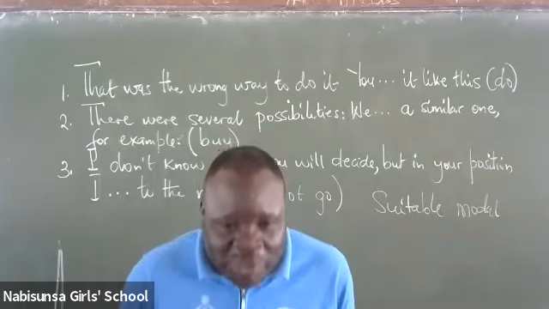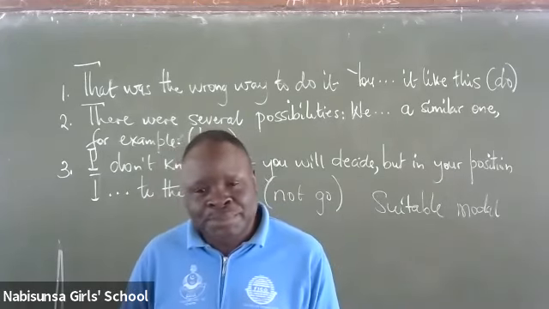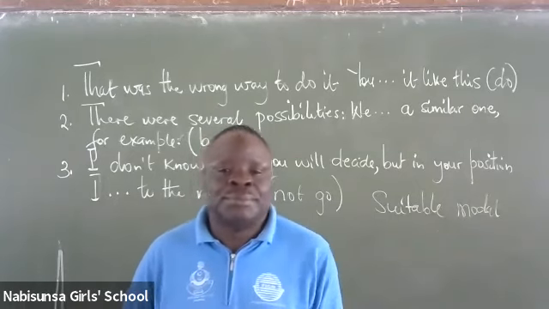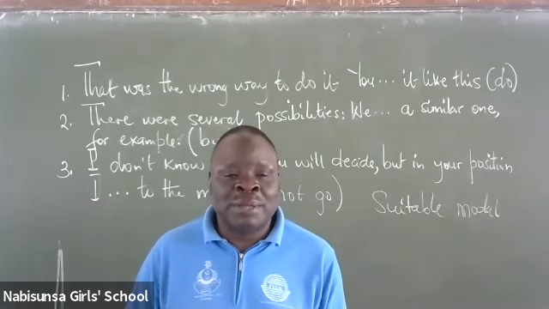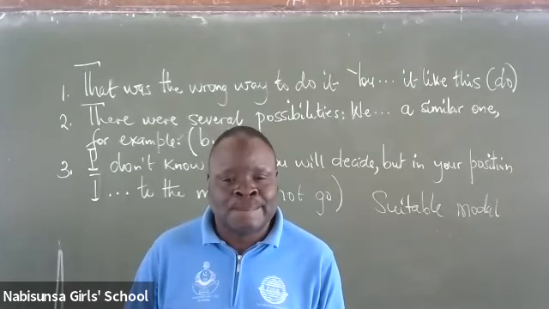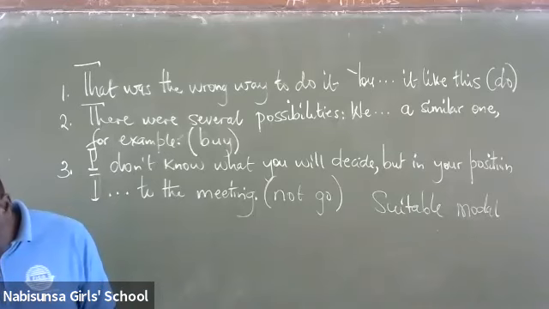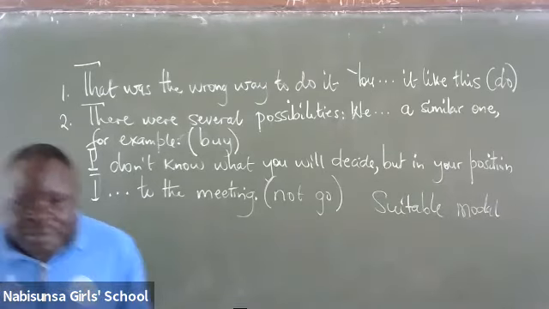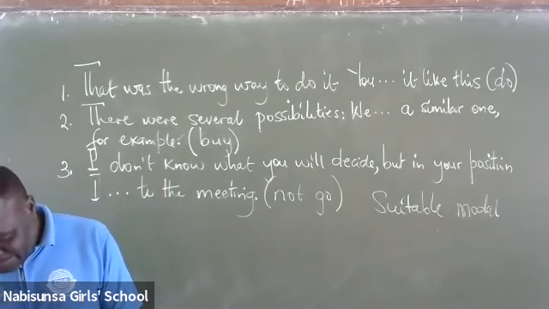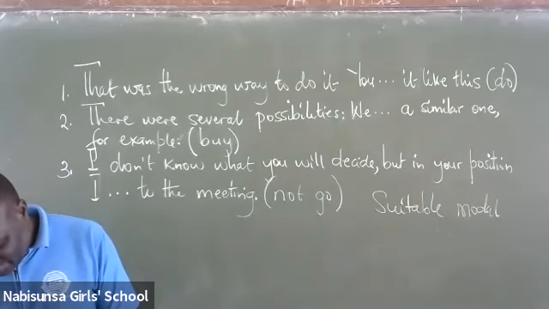Yes, teacher. Then the last one, number 3. Excuse me, teacher. Yes, please. What did you say for number 2? You could use we would buy, we could buy. Okay, thank you. You are welcome. Number 3. Yes, I see a hand up. This is Mirembe, please. I do not know what you will decide, but in your position, I would not go to the meeting.